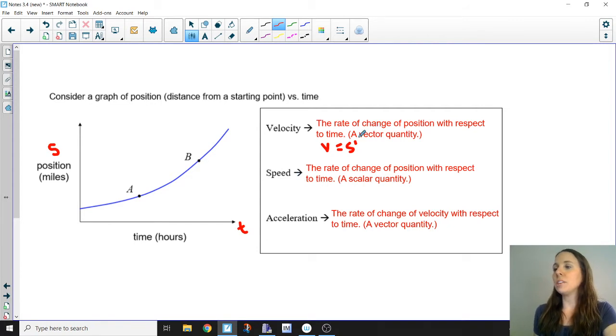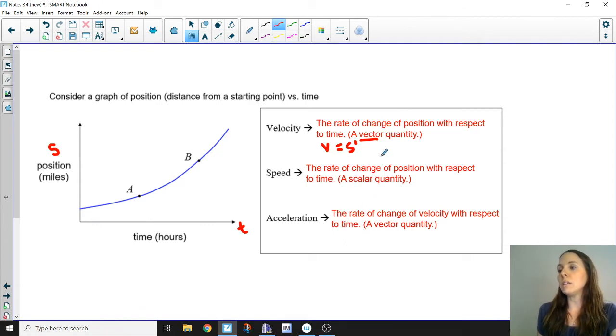One other thing to note is that velocity is a vector quantity, and that means that for our purposes it can be a signed value, meaning it could be positive or it could be negative, and that sign shows the direction of the object. For example, positive could mean moving east, negative could mean moving west.